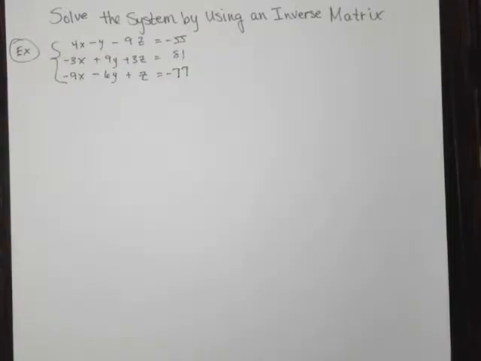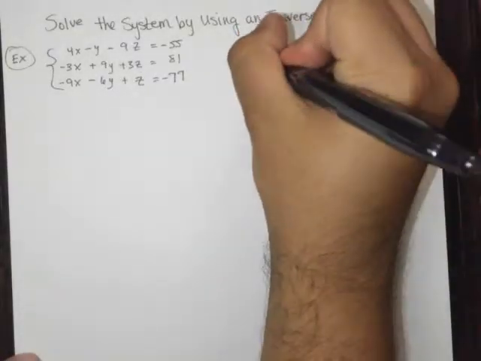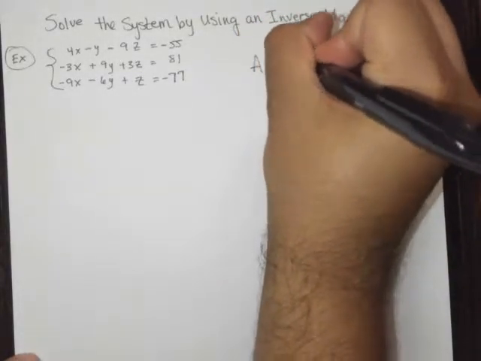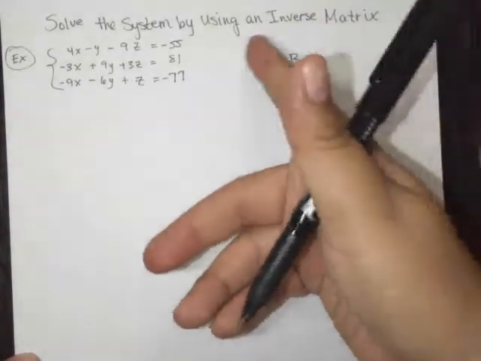Okay, we are going to solve a system now by using an inverse matrix. And the first thing that we need to do is write it in AX equal B form. Okay, so a matrix equation, we need to write it like this.